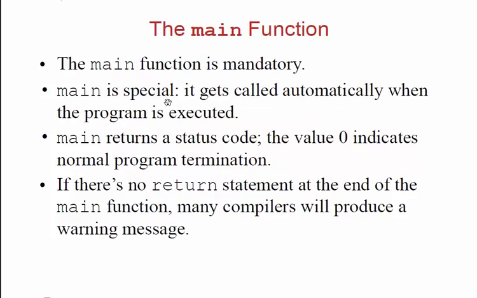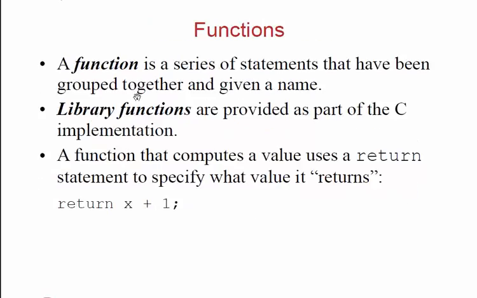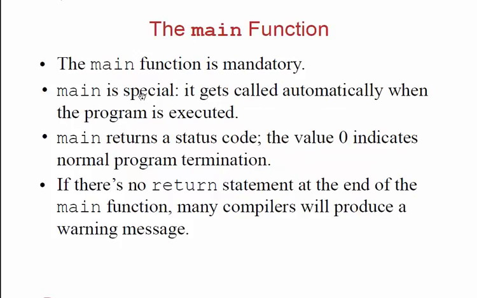So the main function, as we have just discussed briefly, is a very essential and mandatory function which is automatically called or invoked when the program is executed, and main returns an integer. Most commonly it is 0, to tell the operating system that the execution of the program went smoothly without any errors.